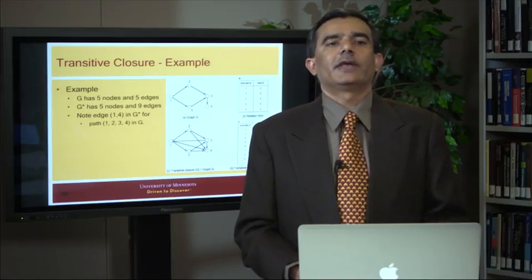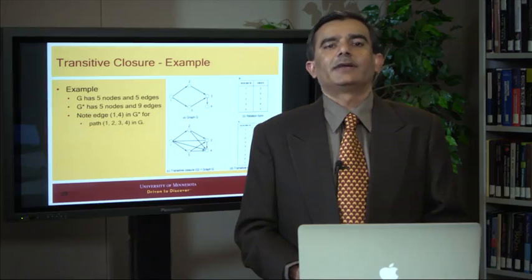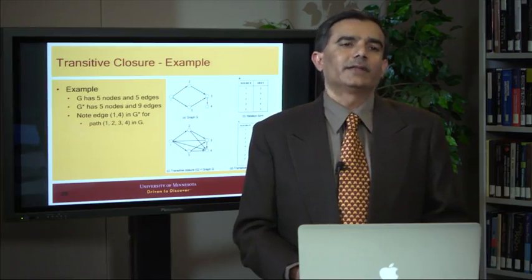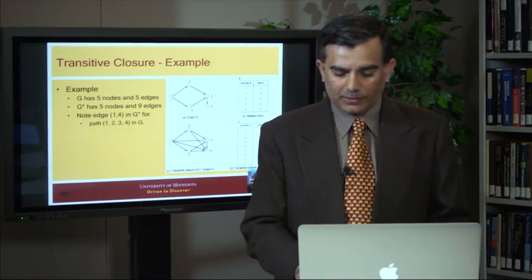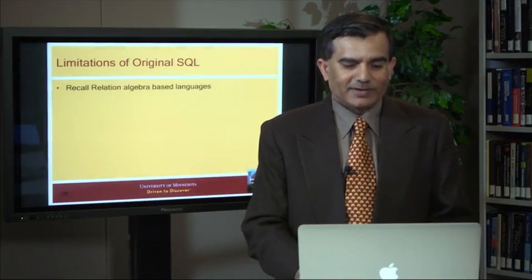For example, if you are looking at an electric network, then you might see connectivity. Will the current flow from point A to B? That's another example of transitive closure. So why are we talking about all this transitive closure?